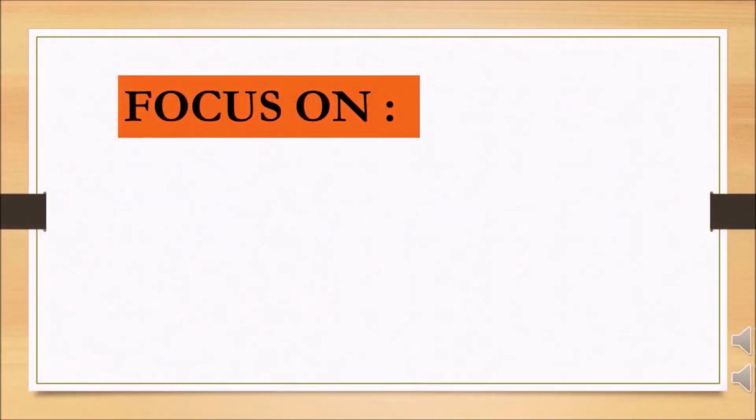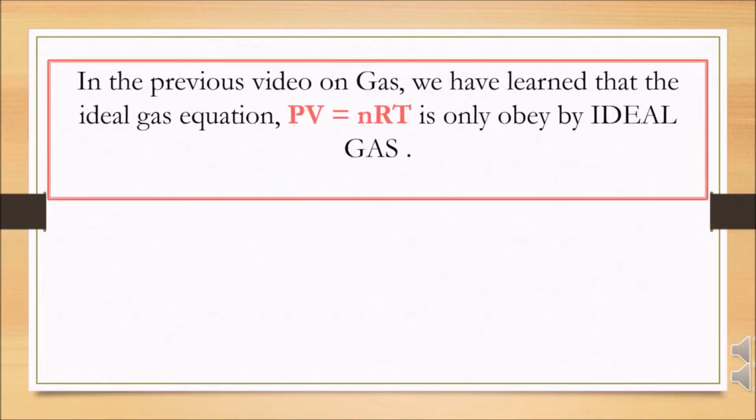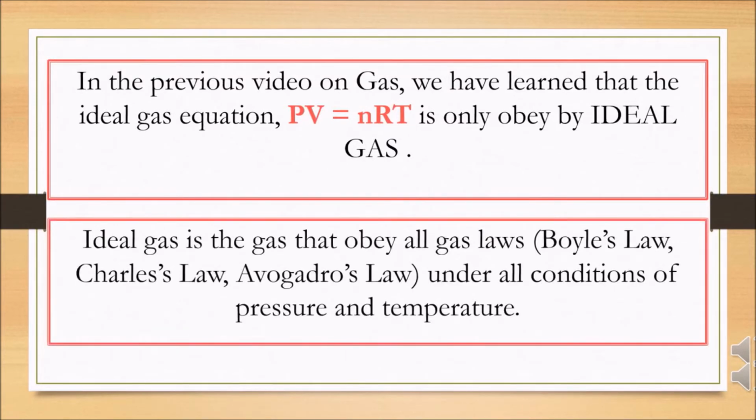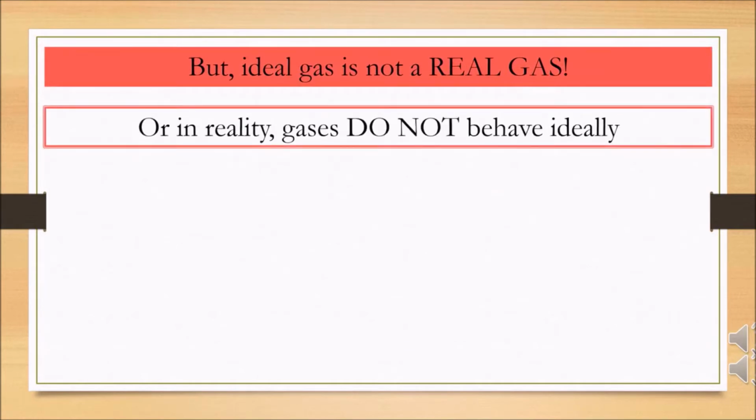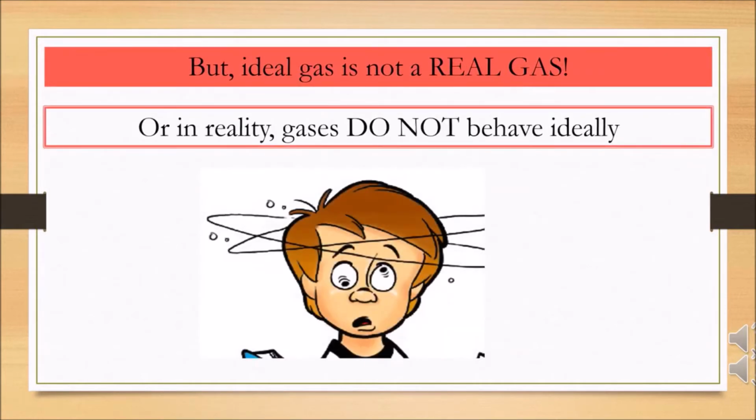This video will focus on real gases and ideal gases. In the previous video on gas, we have learned that the ideal gas equation, PV equals nRT, is only obeyed by ideal gas. Ideal gas is the gas that obeys all gas laws, under all conditions of pressure and temperature. But, ideal gas is not a real gas. In reality, gases do not behave ideally.